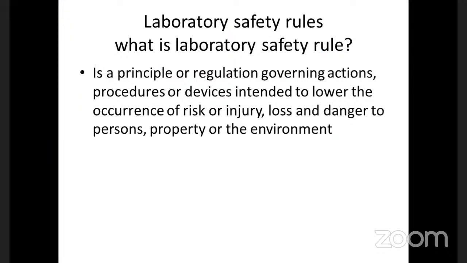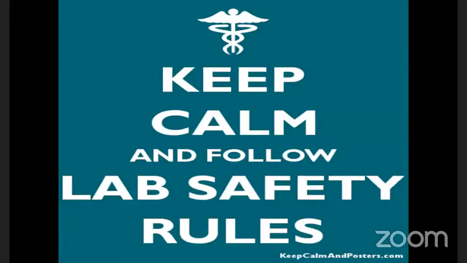Now, what are laboratory safety rules? So we're now saying here laboratory safety rules. What are these laboratory safety rules? What do you understand by laboratory safety rules?